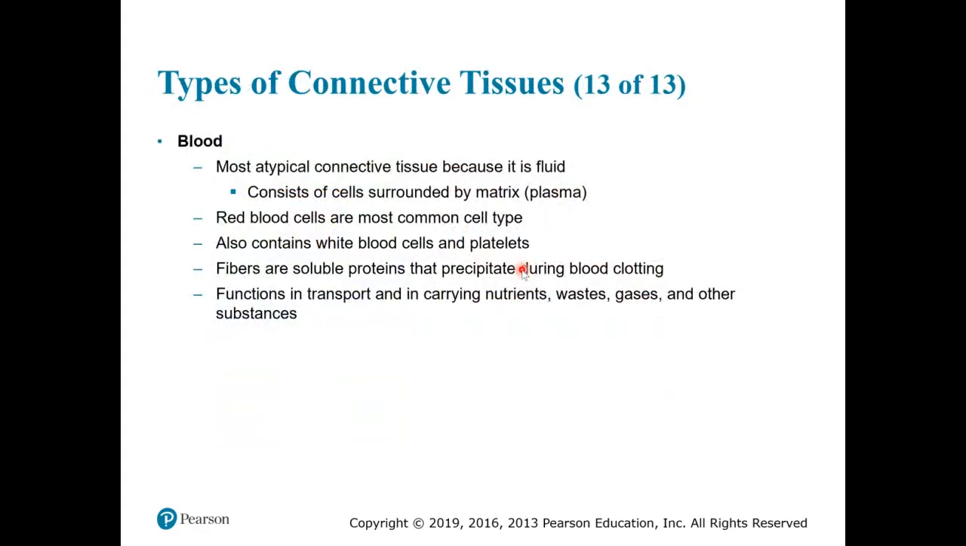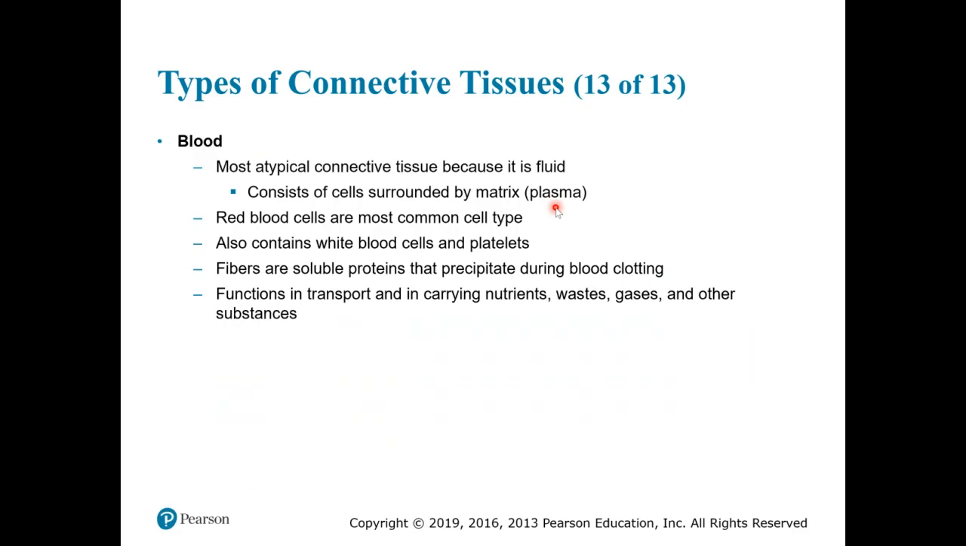And then we get blood, the most atypical connective tissue because it is fluid. And when people ask all the time, how is blood a tissue? Well, it fits the definition: cells in a non-living background material. We have red and white blood cells in the background material, which is the blood plasma.